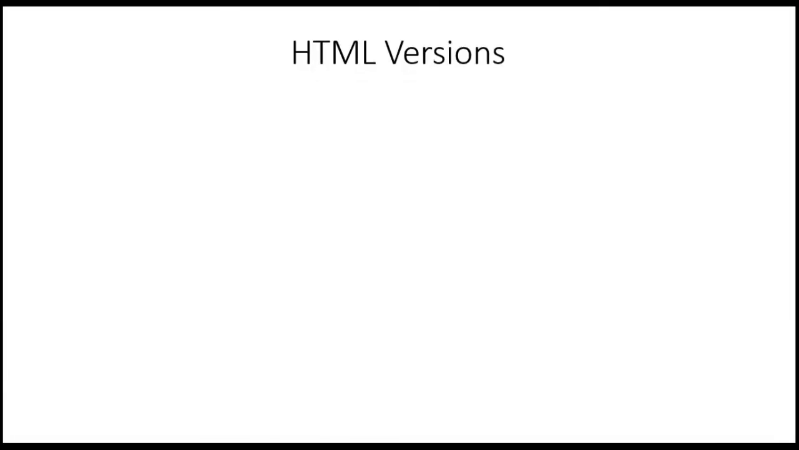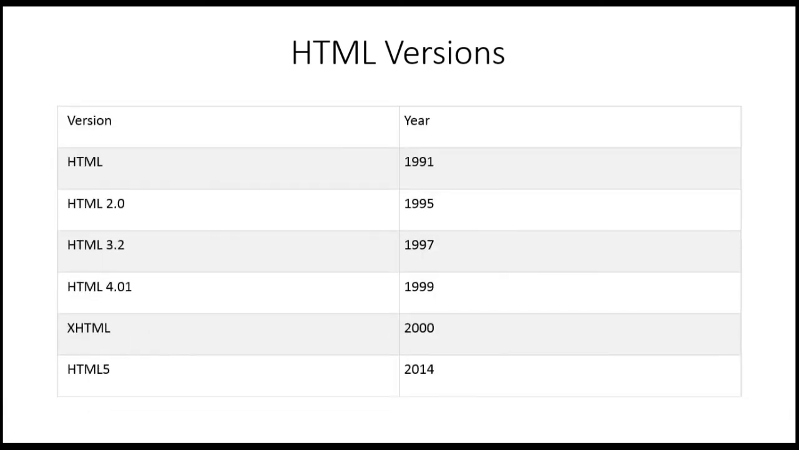Here I have some information for you, that is the HTML versions. Since the early days of the web, there have been many versions of HTML. The first HTML was in 1991. HTML 2.0 was released in 1995, HTML 3.2 in 1997, HTML 4.01 in 1999 and XHTML in 2000. Currently, we have the latest version, known as HTML5, which was released in 2014.